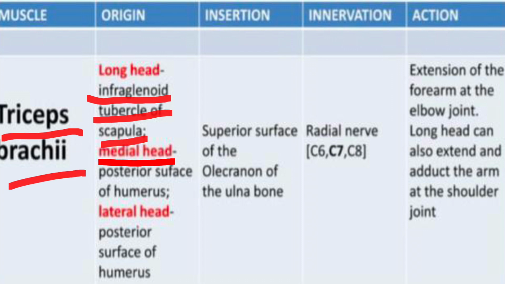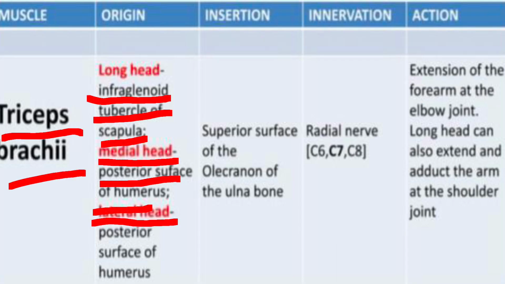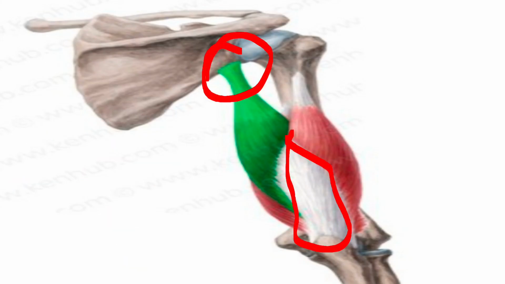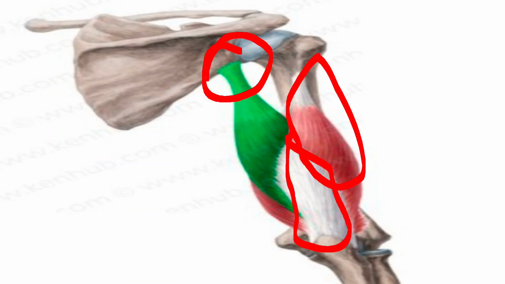The medial head and lateral head arise from the posterior surface of the humerus. You can see here, it is the medial head and lateral head, from the posterior surface of the humerus. It gets inserted into the superior surface of the olecranon of the ulnar bone. It is inserted into the olecranon.